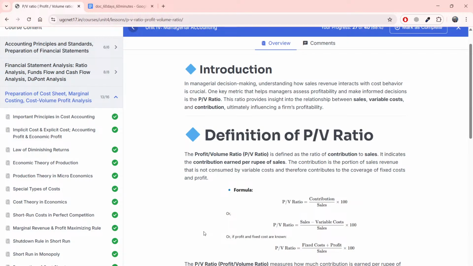So what is left in sales? Let's say variable cost is removed, so fixed cost is left. Fixed cost plus profit is left. Fixed cost plus profit upon sales. So it is contribution upon sales. It indicates the contribution earned per rupee of sales. Contribution is a portion of sales revenue that is not consumed by variable cost and therefore contributes to the coverage of fixed cost and profit.